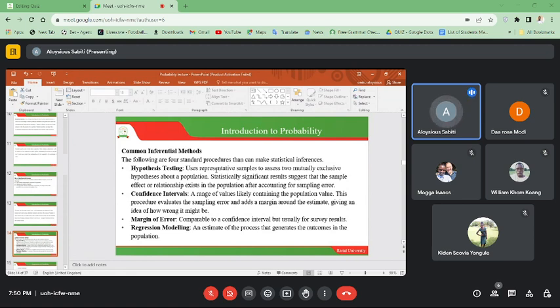However, if the margin of error is above 5% and negative 5%, then it is very significant and it would mean that there is a particular problem somewhere. The last procedure is what we call regression modeling. In regression modeling, we're saying it's an estimate of the process that generates the outcomes in the population.